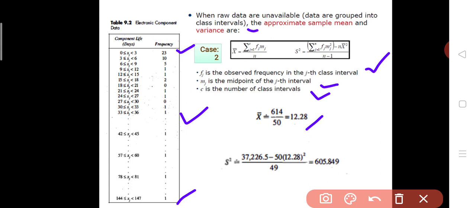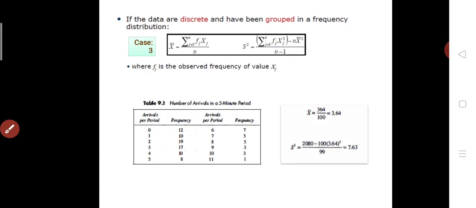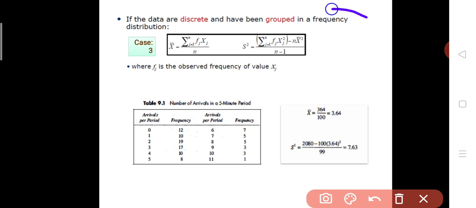So how much do we get? We get 12.28 as the sample mean, and the variance is 605.849. So this is for when data is grouped into class intervals. When the raw data is not available and it is grouped into class intervals, at that time we will use the following two equations to find the sample mean and sample variance. Yes, this particular case is when the data are discrete and have been grouped into a frequency distribution.